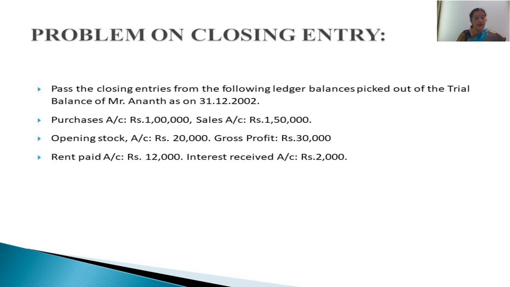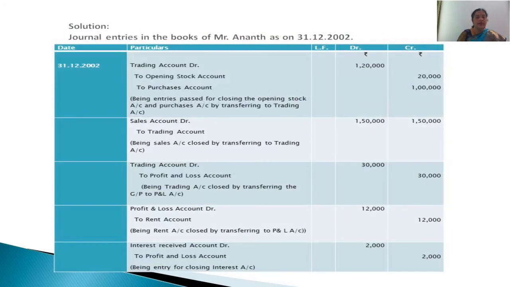Then gross profit also comes in trading account. Rent paid comes in profit and loss account. Interest received account comes on the credit side of profit and loss account. Then how to pass these entries? This is a very simple entry, just as you learned the opening entries. So journal entries in the books of Mr. Anant, write the date as on the closing date of the year, which is given in the sum.